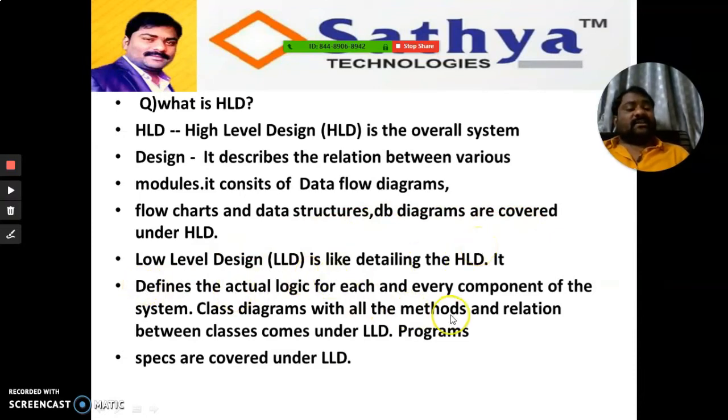It defines the actual logic for each and every component of the system. Like the class, for example, if you take a login form, the class diagram belongs to that login form, the UML diagrams belong to that login form, or the database diagram belonging to that login form is available in LLD. Developer must know how to read the LLD, and developer will start writing the code.